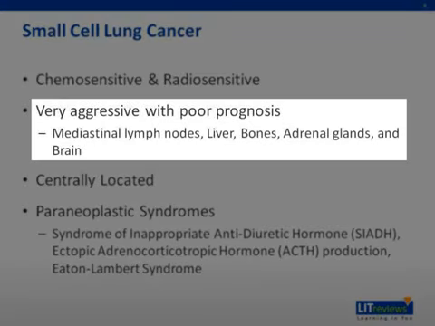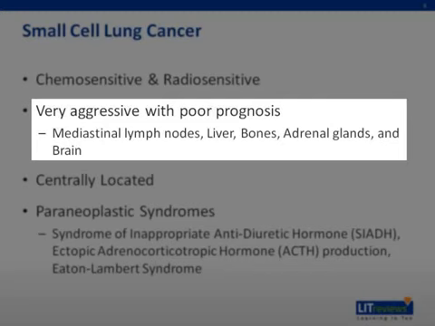At the same time, even though you're shrinking the tumor, you also have to note that small cell lung cancer is very aggressive and has a very poor prognosis. At the time of diagnosis, usually about 70% of patients already have metastatic disease. From diagnosis until death is probably about 2 to 4 months. So the prognosis is very bad, even though it is chemosensitive and radiosensitive.